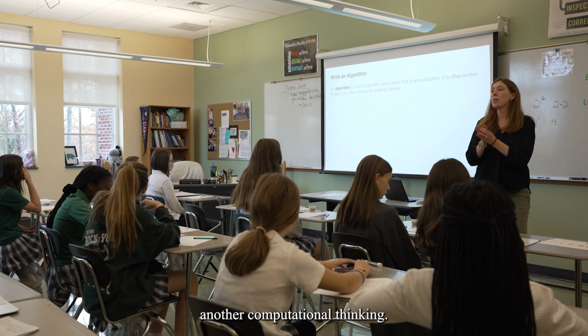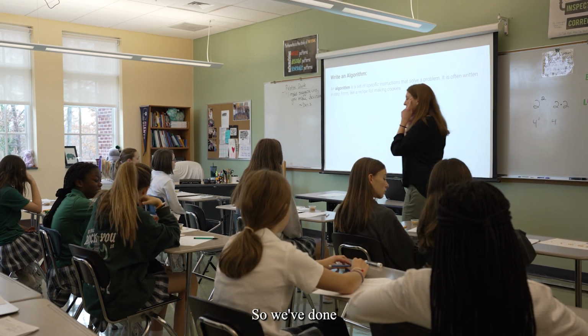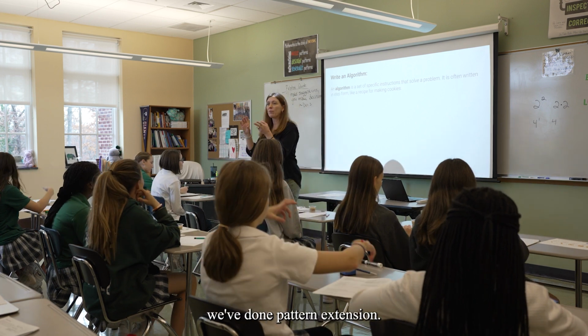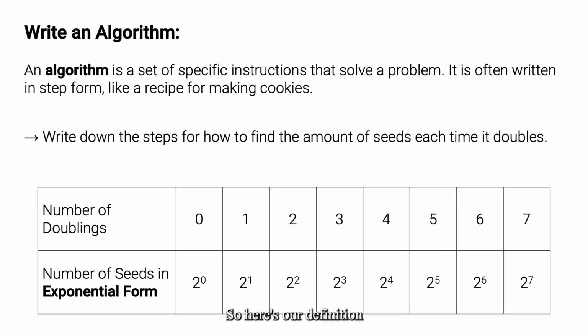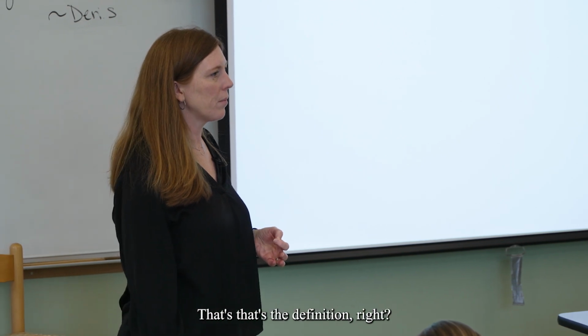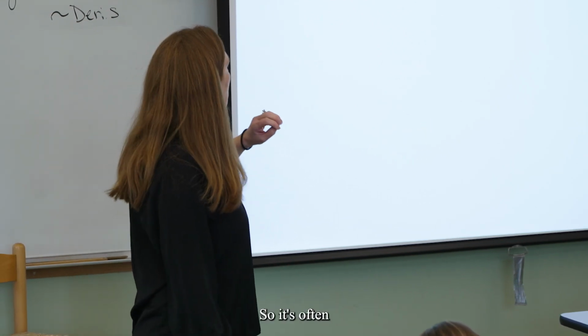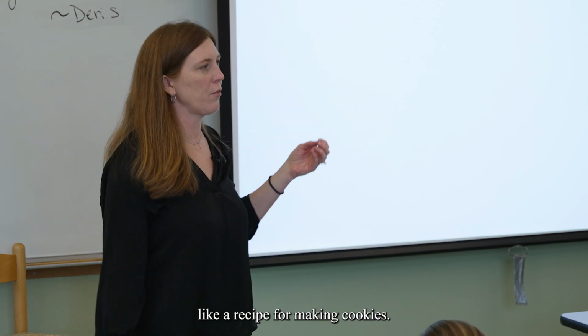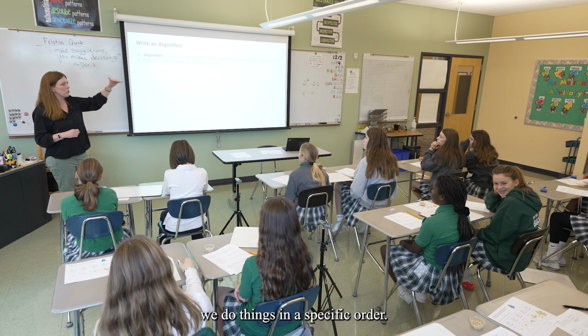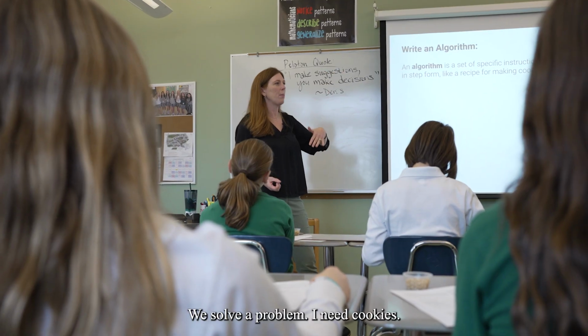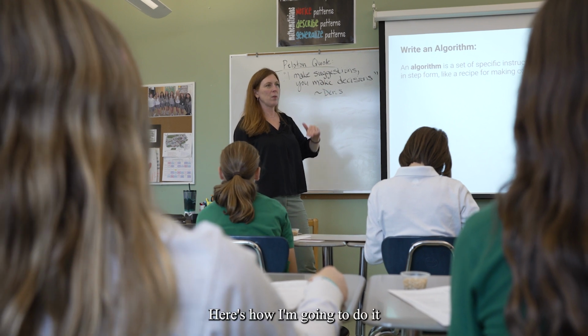Now we're going to get into another computational thinking skill. We've done pattern recognition, we've done pattern extension. Now what we're going to look at is something called writing an algorithm. Here's our definition, and you've got this on your sheet too in case you need to look at it again. An algorithm is a set of specific instructions that solve a problem. It's often written in step form like a recipe for making cookies. I think a recipe is the easiest way to think of an algorithm because we do things in a specific order. We solve a problem. I need cookies. Here's how I'm going to do it in this specific order.